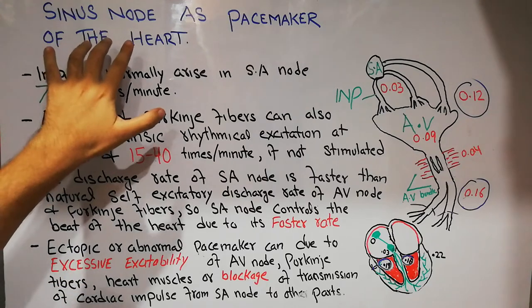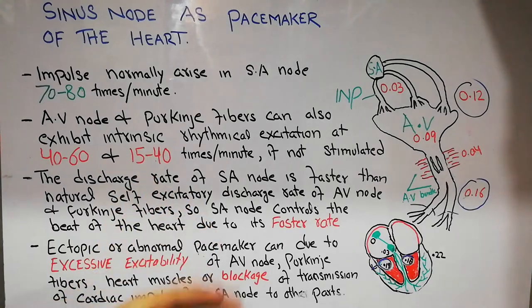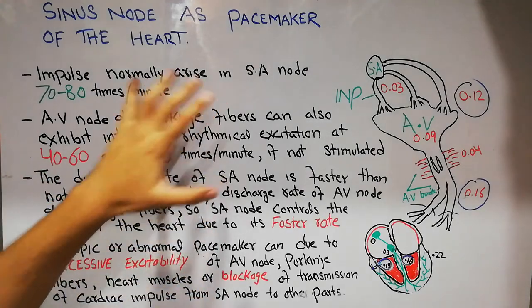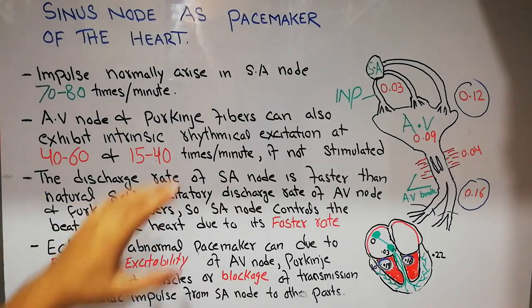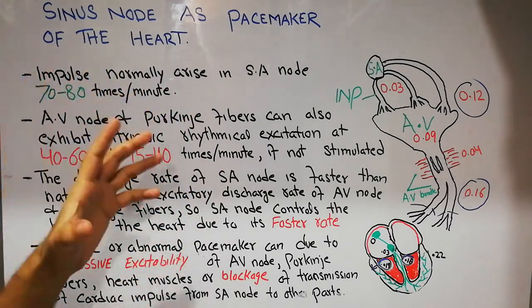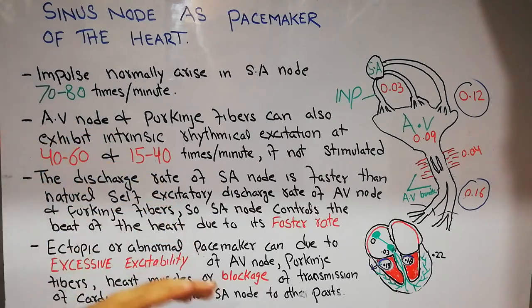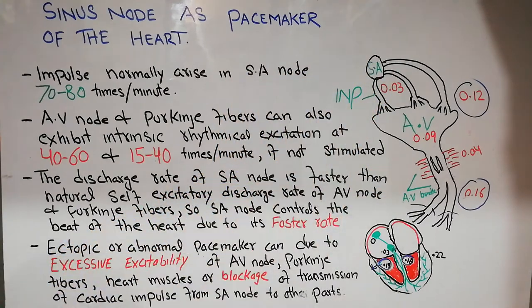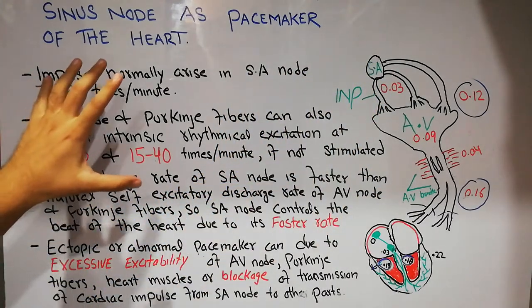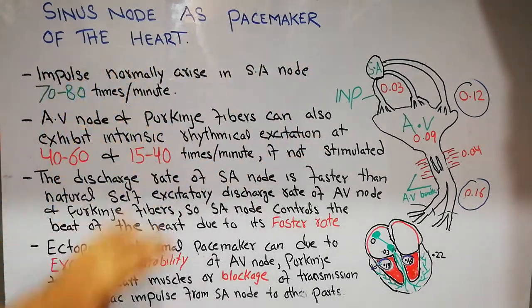So today we are going to discuss the sinus node as the pacemaker of the heart. The sinus node, the sinoatrial node, normally acts as the pacemaker of the heart. The sinus node decides whether the heart will beat at 60 times per minute, 70 times per minute, or 80 times per minute. This decision, in a normal heart, is taken by the sinus node, or the sinoatrial node. So today we are going to discuss why the sinoatrial node normally acts as the pacemaker of the heart.